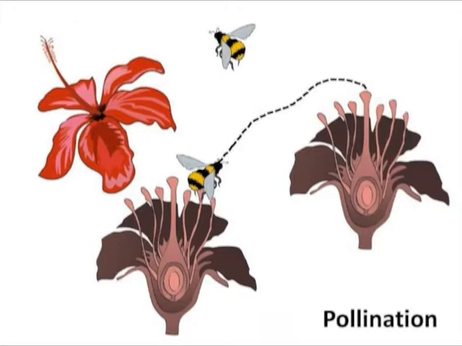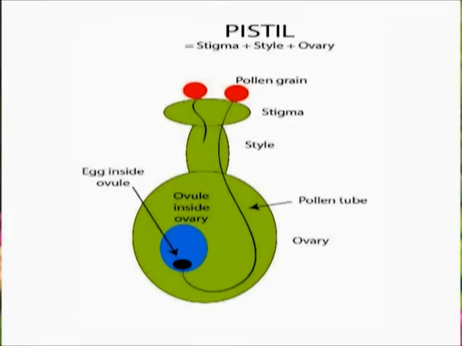Abiotic and biotic agents help in the transport of male gametes in pollination. The pollen grains containing the male gametes land on the stigma of the ovary after pollination. They germinate on the stigma and form a pollen tube that grows down the style of the ovary carrying the male gametes. Inside the ovary, the female gametes are present in the embryo sac. The pollen tube releases the male gametes inside the embryo sac.